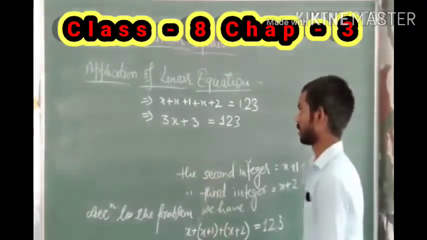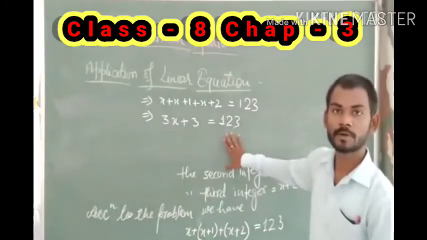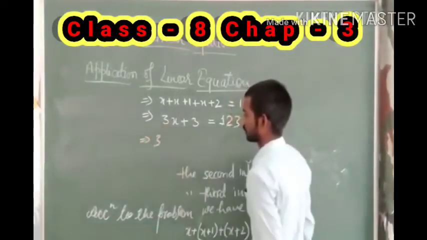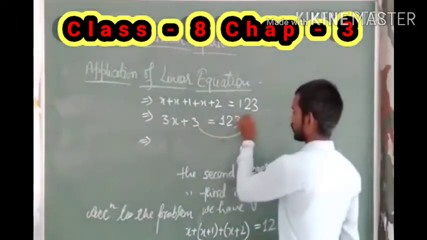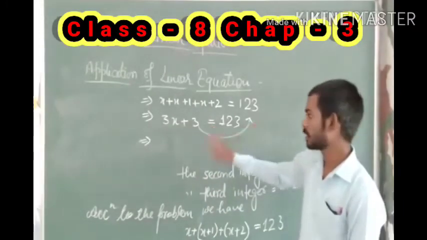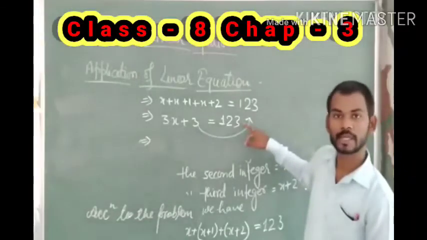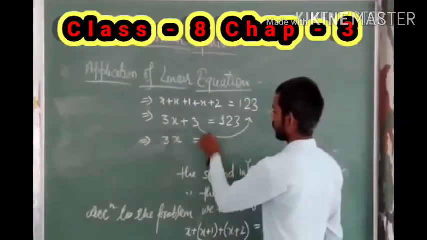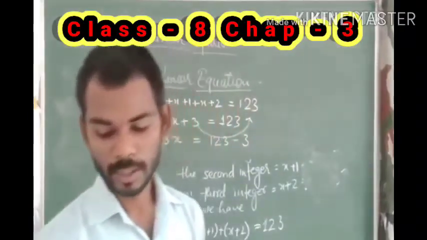Now let's solve it. First, here we can see that each term is a multiple of 3. So we can take 3 common. We get this is equal to 3. Then leave this and now transpose 3 to the right side. When we transpose 3 to the right side, it is with the positive sign. When it crosses the border, it becomes negative. So we have 3x is equal to 123 minus 3.